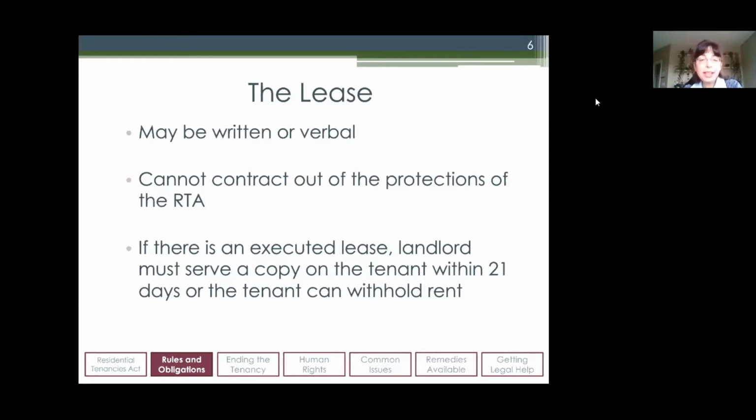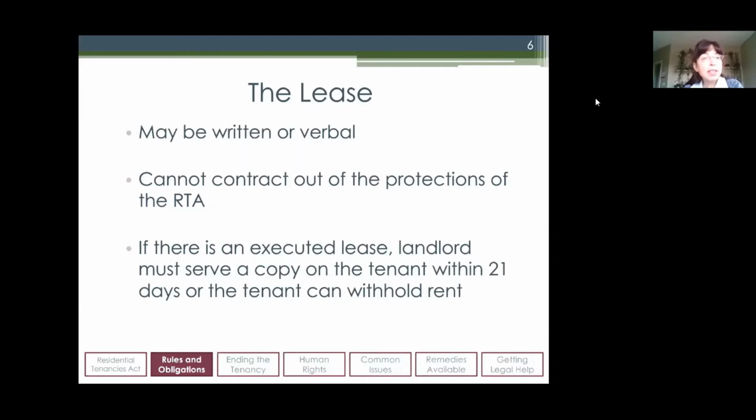The lease between the landlord and the tenant cannot bypass or exclude the protections under the Residential Tenancies Act. Which means that whatever rights you have as a tenant under the legislation, the landlord cannot push you out of those rights.